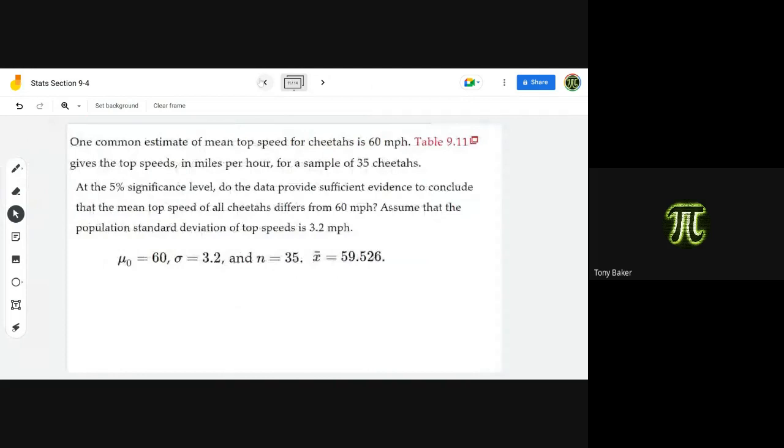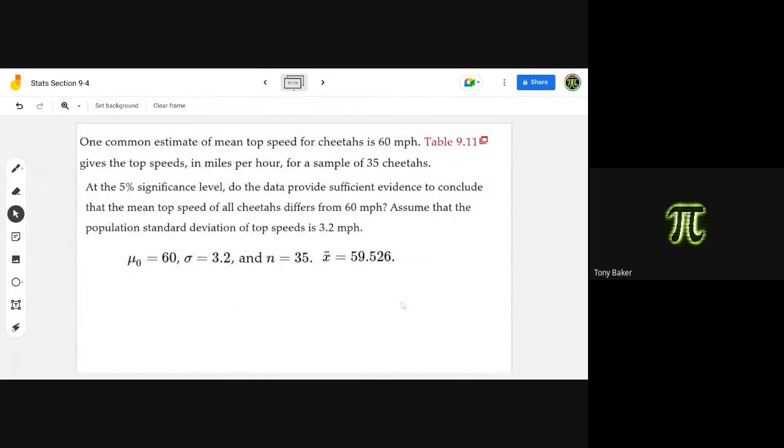All right, so let's look at this one. One common estimate of the mean top speed for cheetahs is 60 miles per hour. If we have a sample size of 35 cheetahs, we want to determine at a 5% significance level, does the data provide significant evidence to conclude that the mean top speed of all cheetahs differs from 60 miles per hour?